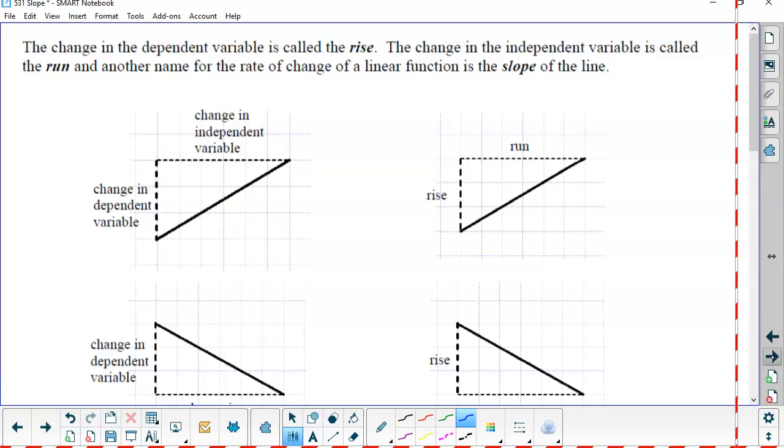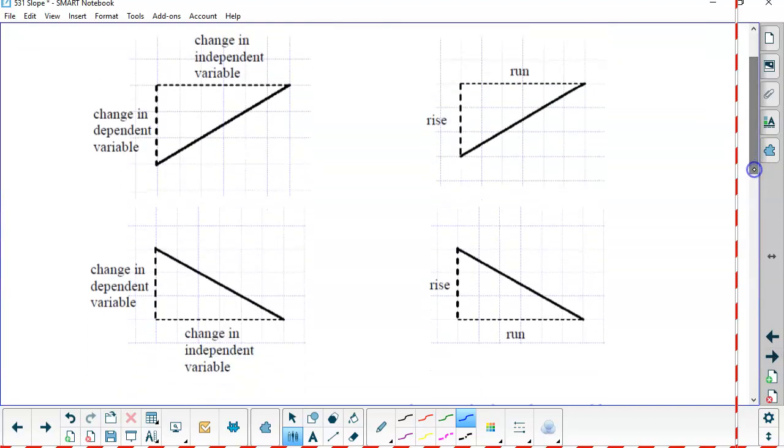And the rise is, think about rising up, going up or down, right? So that's the change in the dependent. Okay, so rather than using all those words, we use rise and run. So from your left point to your right point, figure out what the rise is, then divide it by what the run is. Okay, that's your rate of change, or what we're going to call the slope. So that's going to have a positive value for this one.